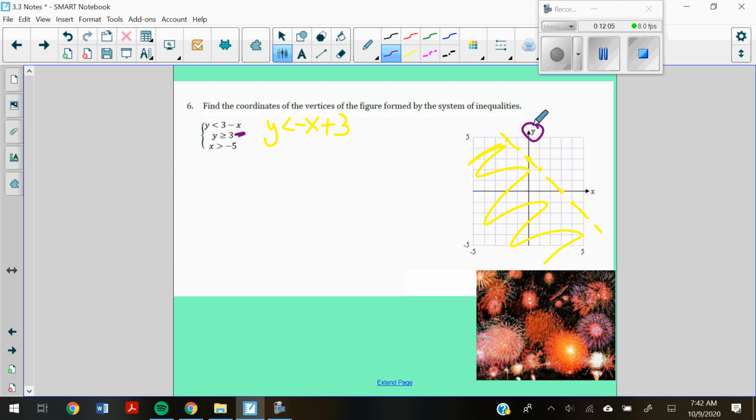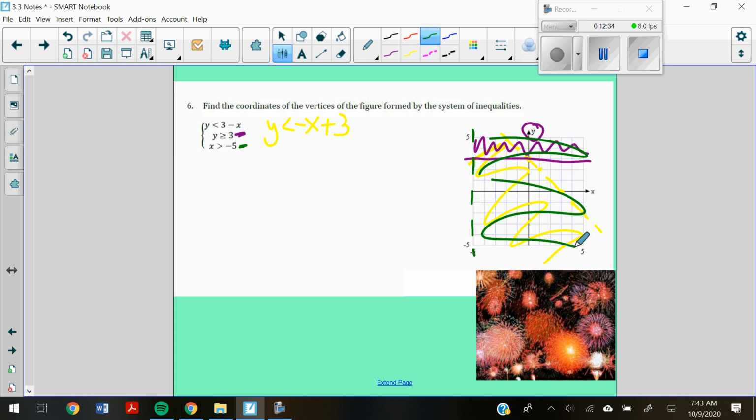All right, y is greater than 3. Here's my y. So up at 3, it's a solid line. Y is greater than, so I'm going to shade above. All right, and then the last one, x is greater than -5. So -5, 1, 2, 3, 4, 5. It's a dotted line. And greater than is going to push me over this way. Ooh, that little area in the corner right here is where I see all 3 of them shaded.